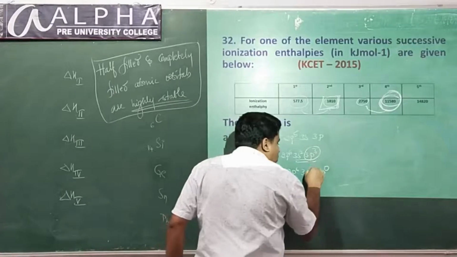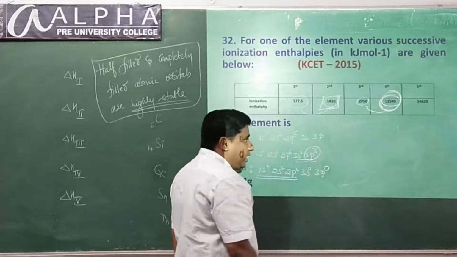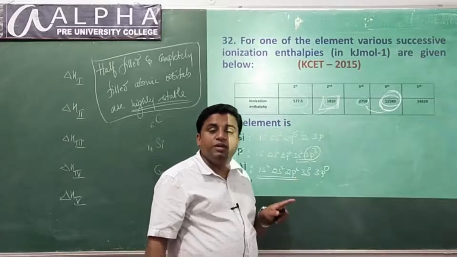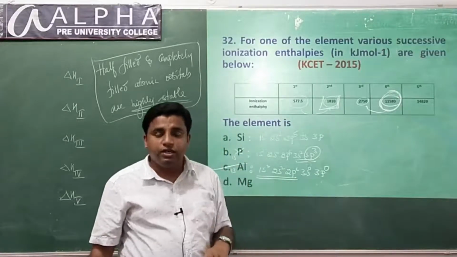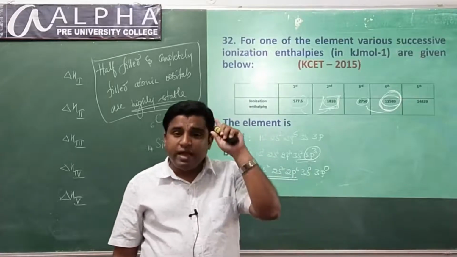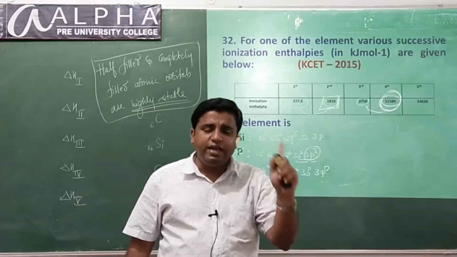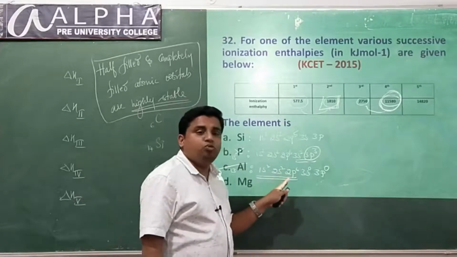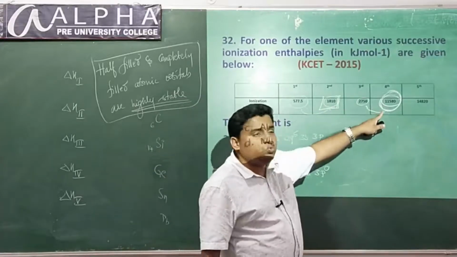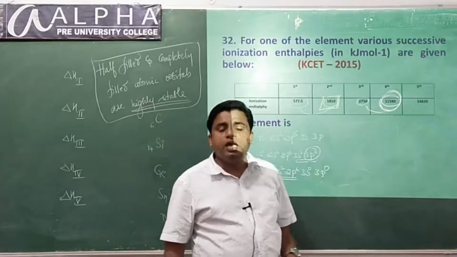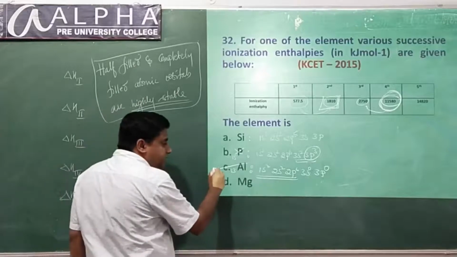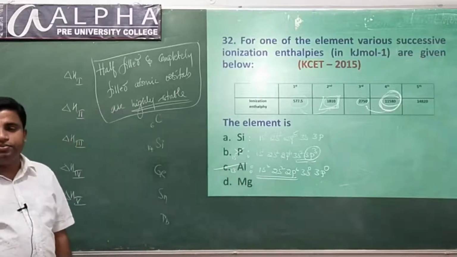Now, the third electron can also be easily removed, but the fourth electron should be removed from a noble gas configuration, which is extremely difficult. Hence very high energy is required for the removal of the fourth electron. That is why the fourth ionization energy is very high. How much is it? 11,580 kilojoules. Hence the answer has to be aluminium.